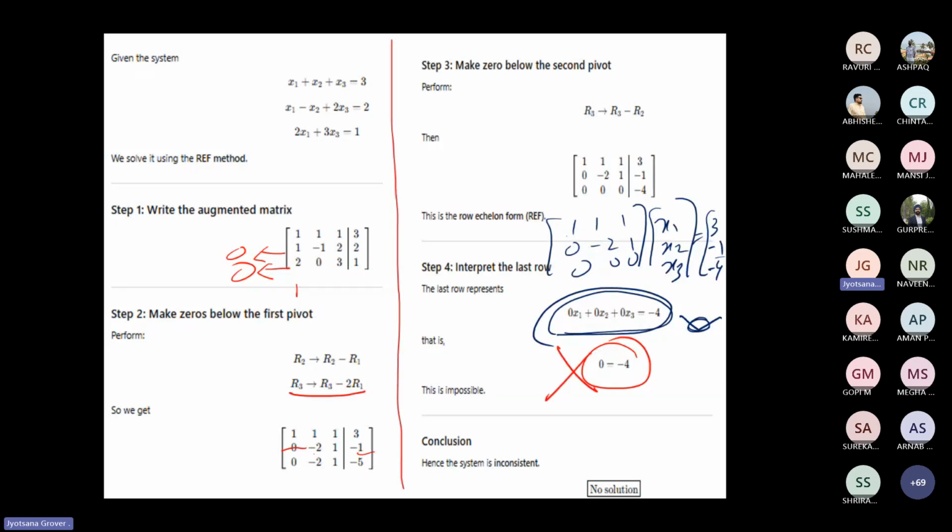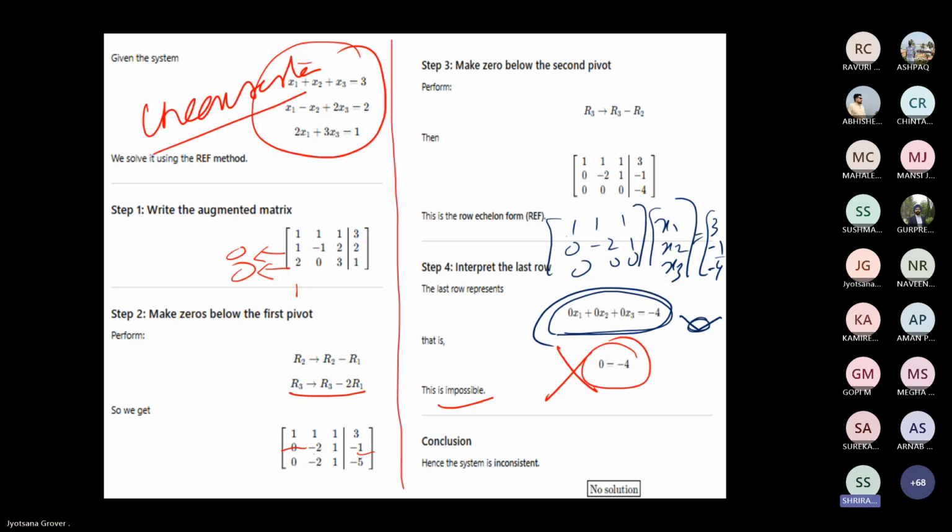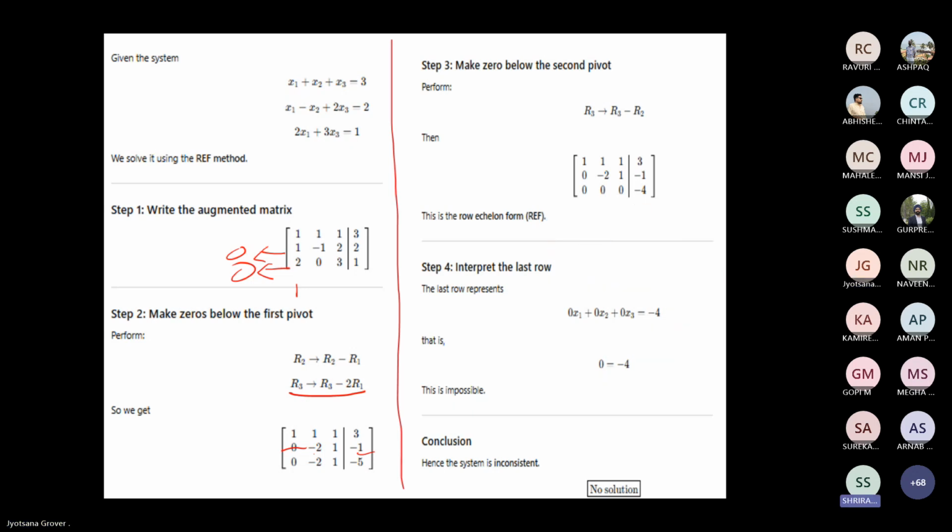This is impossible. So what do you conclude? The conclusion is this system of equations is inconsistent. You cannot have such a system of equations. That means we cannot have a stable mathematical solution for this. When we do regression, you cannot find weights also in such a case, right?